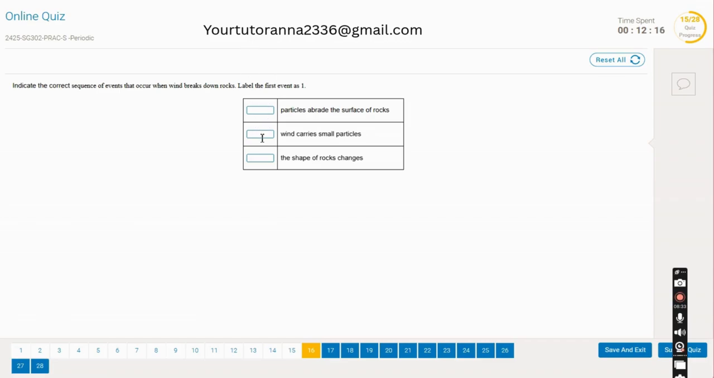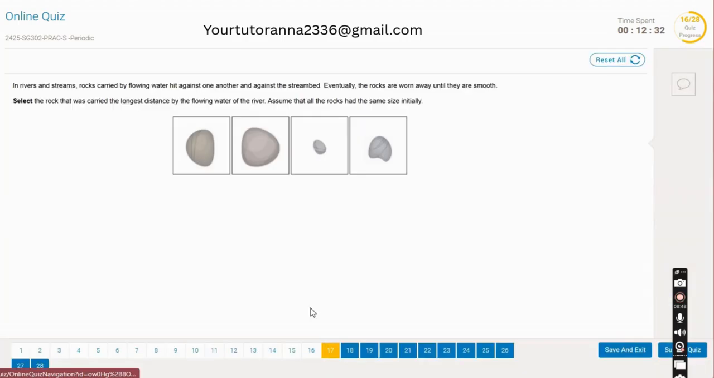Okay, so wind carries small particles, which will that be? 1. So wind is carrying the small particles. Next, what happens? Particles abrade the surface of rocks. So it's like shaping it. So second, the shape of the rock changes. Yes, when you're shaping something, when you're hitting it with something, it's going to change the shape.